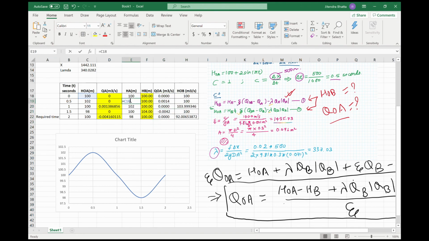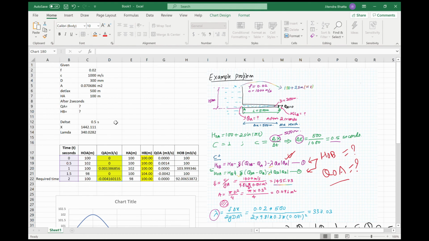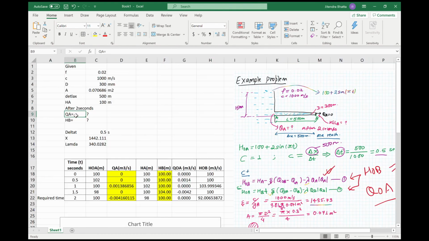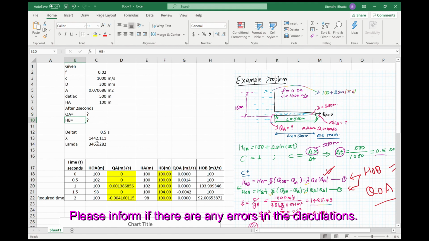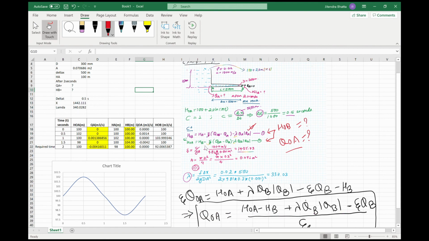Now this head here will be equal to your previous head, and your QA will be equal to your previous QA. So this is how you obtain your solution, which was to find your flow at A after 2 seconds and head at B after 2 seconds. This should have been minus, so you'll get minus here.